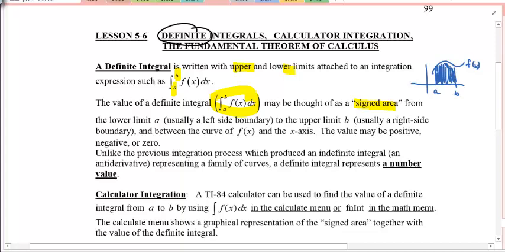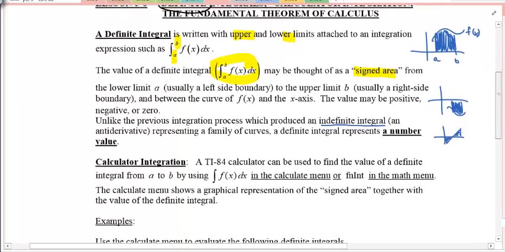In this case the value is positive. It could be below, so it could be negative, or it could be 0, where the two sides kind of match up to be the same. So unlike previous integration processes which produce an indefinite integral, this time a definite integral represents a number value because it's really talking about the area.